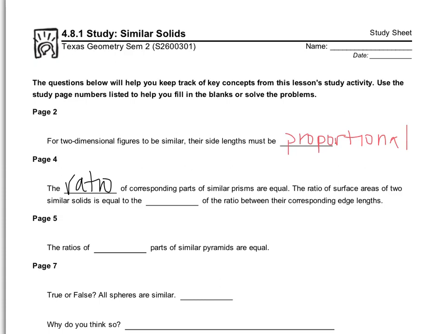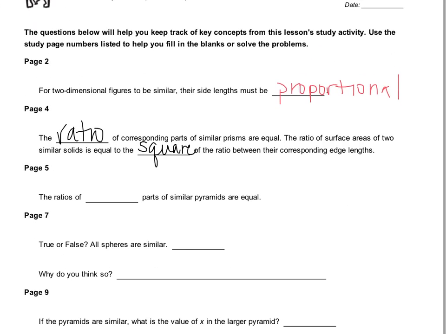And the ratio of surface areas of two similar solids is equal to the square of the ratio between their corresponding edge lengths. So what that means, in a proportion, because that's the way you're going to see this, is that if I'm talking about surface area, the surface area of one shape divided by the surface area of the other shape is equal to the side squared divided by the side squared.